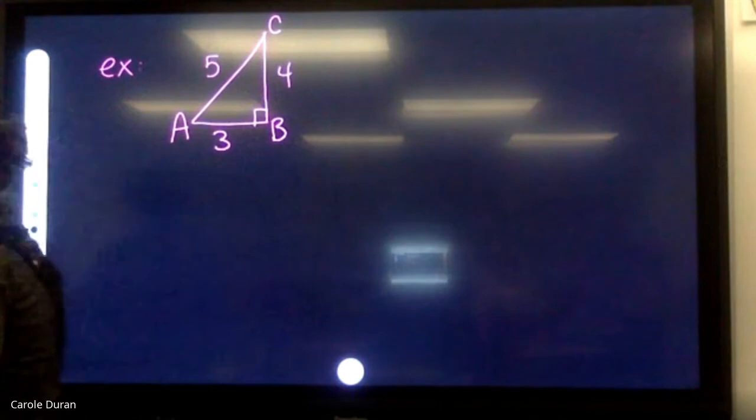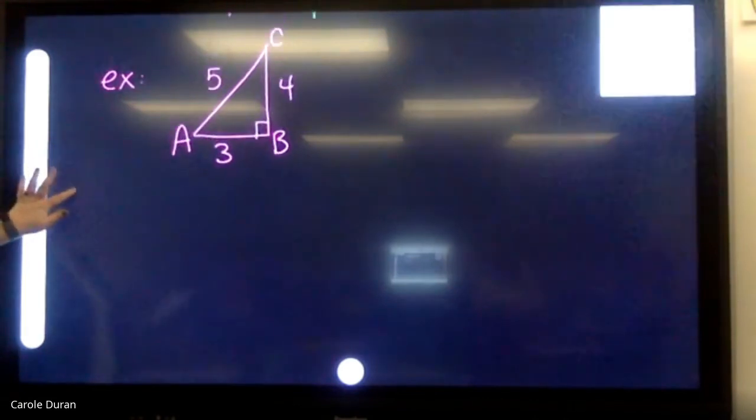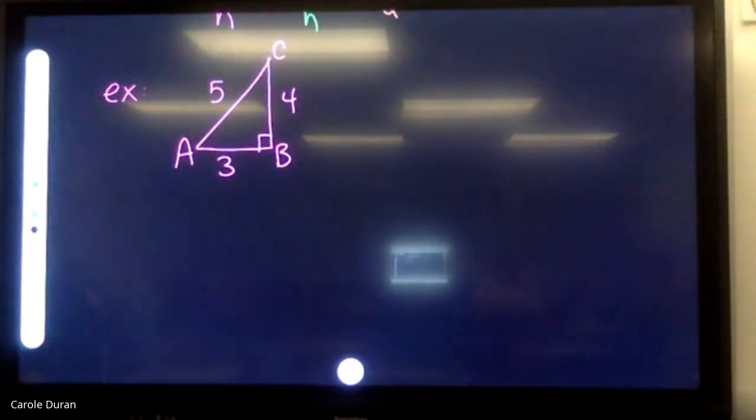Where angle B is my right angle. Angle A is across from side measure 4, and angle C is across from side measure 3. Can everybody see that? Yes. Okay. And we're just going to practice finding all the trig functions related to one of these angles.